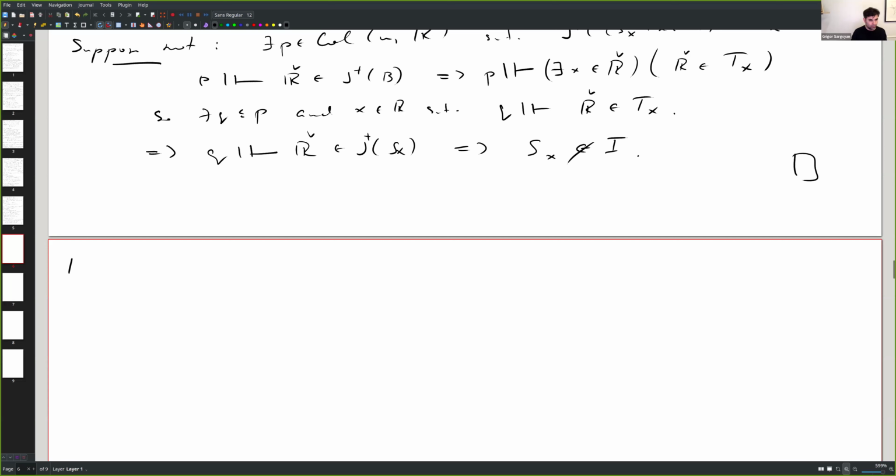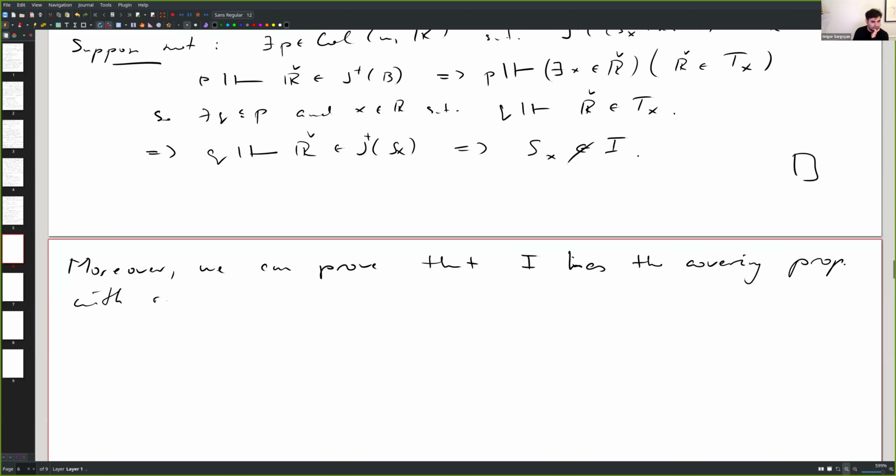So we can moreover prove that this ideal I has the covering property with respect to V, V G. Okay, so how do you do that? Okay, so here's the proof.